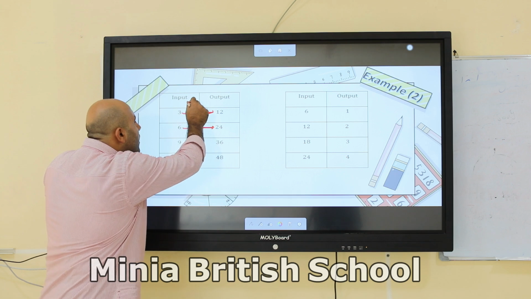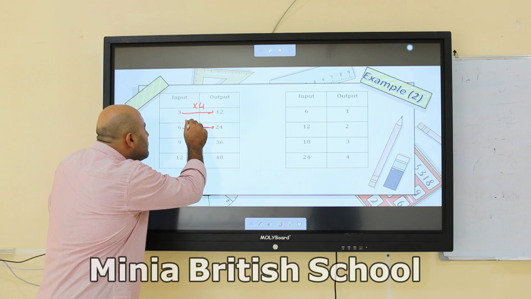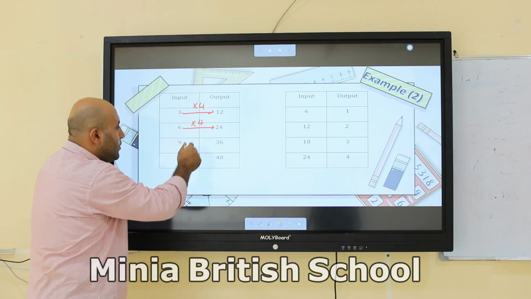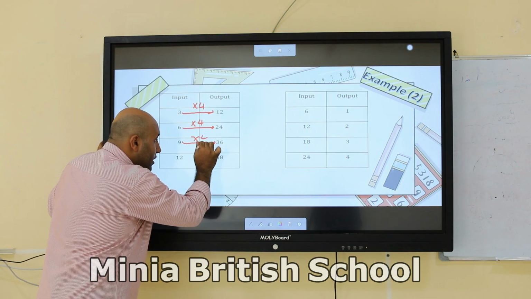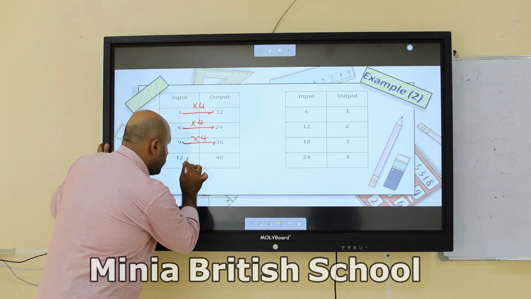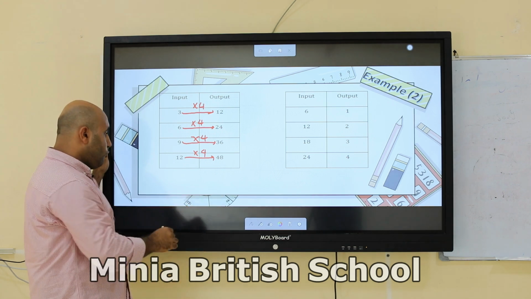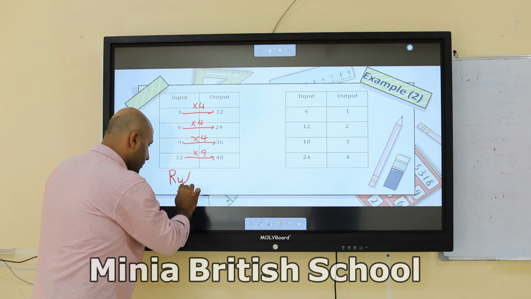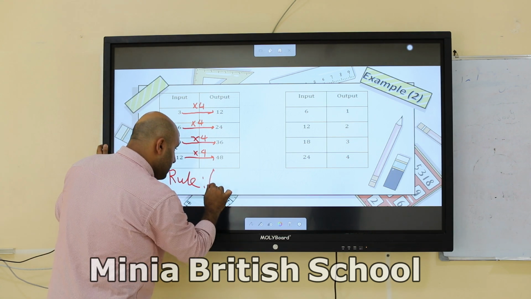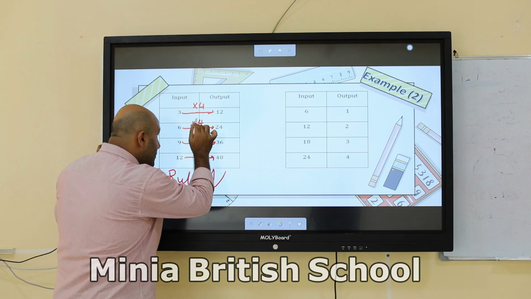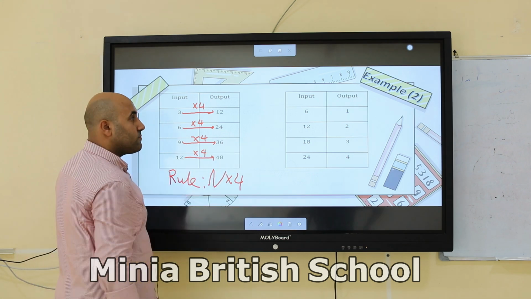3 times 4 equals 12. 6 times 4 also equals 24. 9 times 4 equals 36. And finally 12 times 4 equals 48. So our rule is that each number from the input gets multiplied by 4 to get the output.